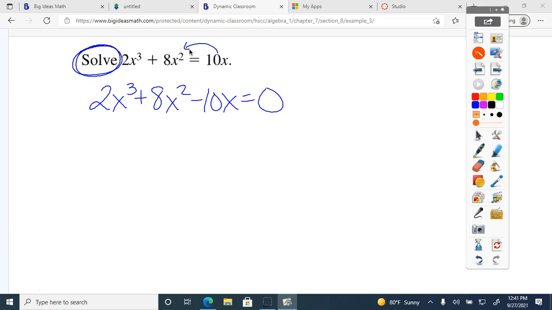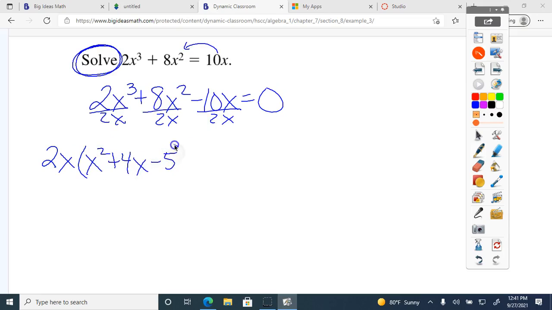Now, what's next? After we get it equal to 0, we what? Starts with an F, ends with an actor. Factor. Find a common factor would be 2. What about the letters? They all have an x, yes? So take out 2x. That will be x squared plus 4x minus 5 equals 0.